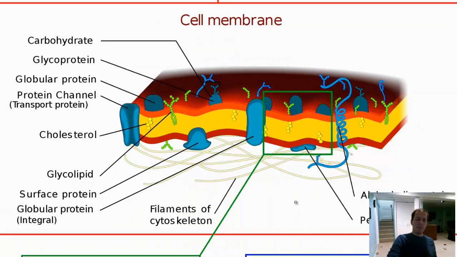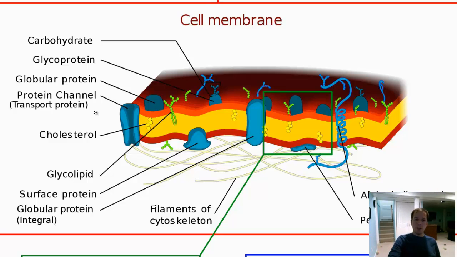Now, there's a lot more to the cell membrane than just the phospholipid. Some other important parts. There is cholesterol. So cholesterol is another type of fat. It's a chain of 4 rings of carbon, hydrogen, and oxygen. And the job of cholesterol is to stabilize the plasma membrane.